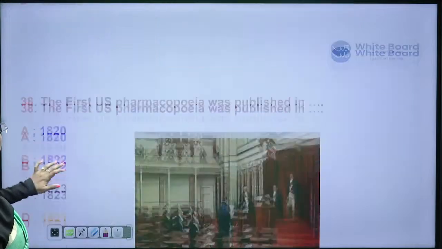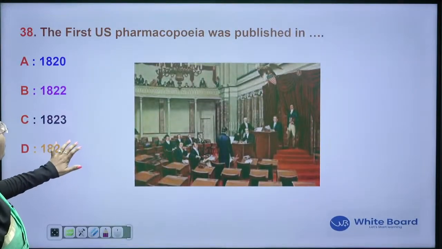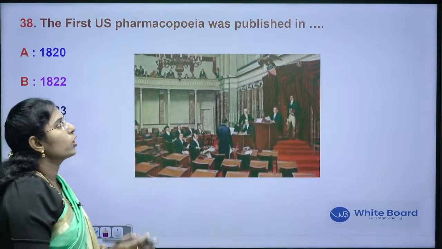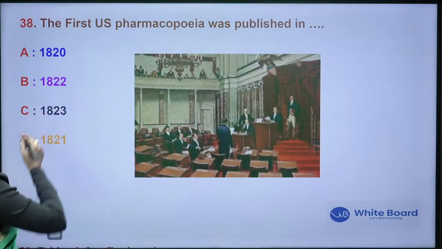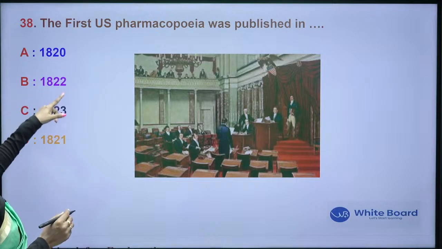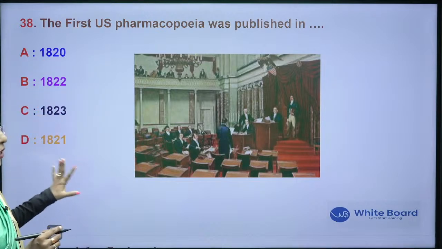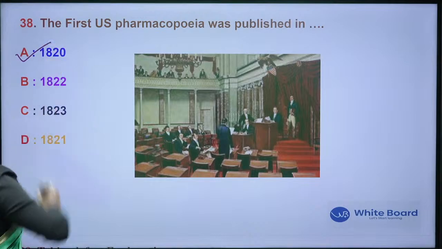Coming to the next question. The first US Pharmacopoeia was published in. It is also a direct question. Here they have given 1820, 1822, 1823, 1821. So the correct answer is 1820.